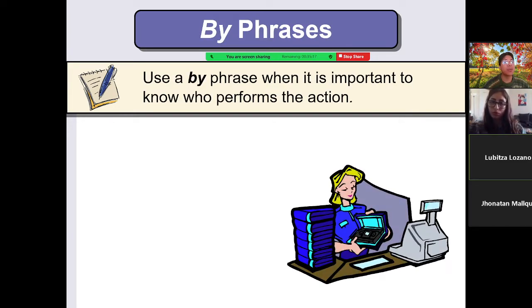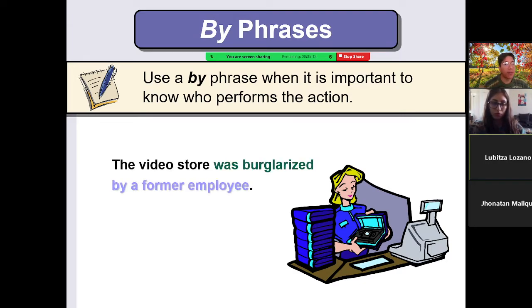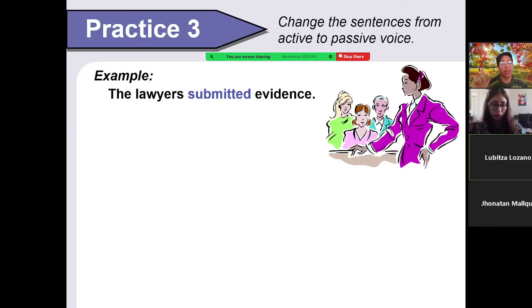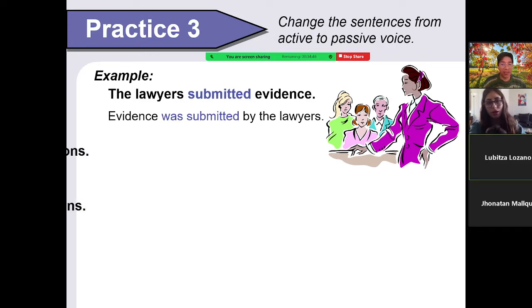Use the by-phrase when it is important to know who performs the action. Of course, the video was burglarized by a former employee. This is important information. This information is surprising. Okay, so: the lawyer submitted evidence. What is the passive voice? The lawyer submitted evidence. Do you know? Evidence was submitted by the lawyers. Of course.